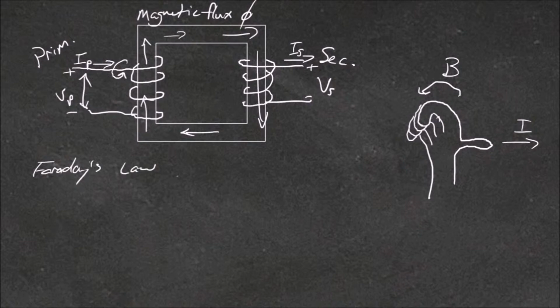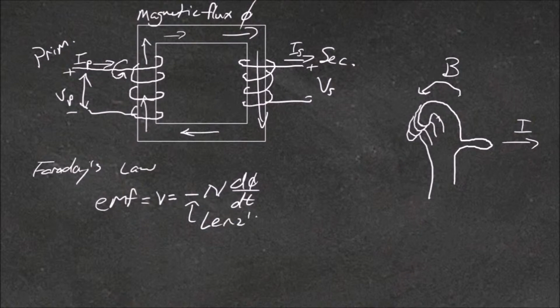Which says that a change in magnetic environment of a coil will cause a voltage, or EMF, to be induced in the coil. So our EMF, which is our voltage, is equal to minus N d phi dt. This N is simply the number of turns in the coil, and this minus here is Lenz's law, which says that the EMF, or voltage generated by the changing magnetic flux, will be the opposite polarity to its source. So this current is producing a magnetic field opposing this magnetic flux.